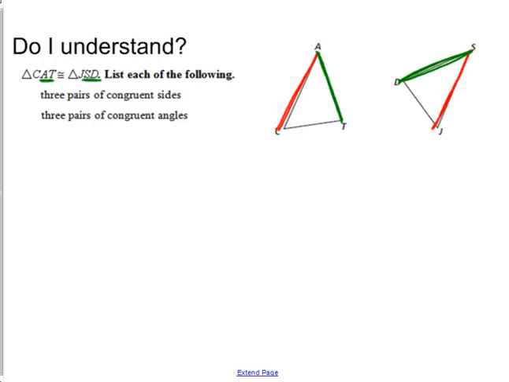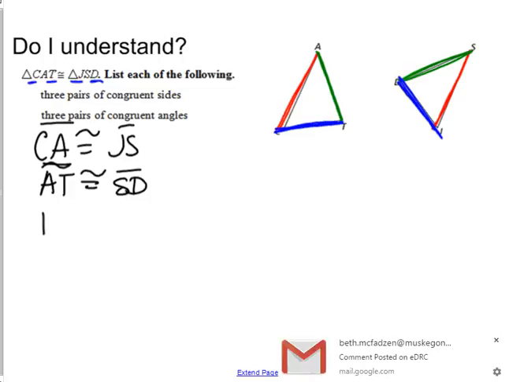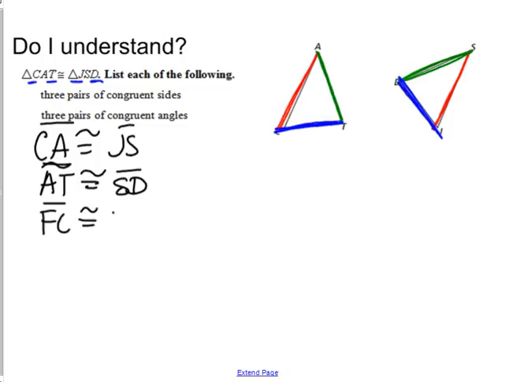And if I erase this again, the first and last are congruent to the first and last. So if you're going to write that statement, you're going to write CA is congruent to JS, AT is congruent to SD, FC is congruent to DJ.